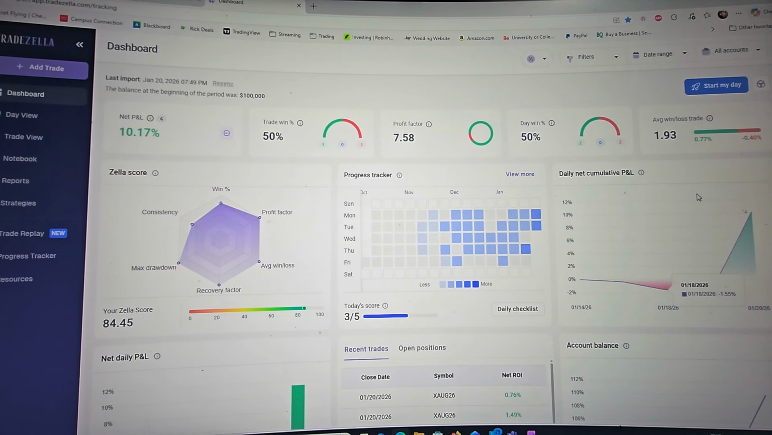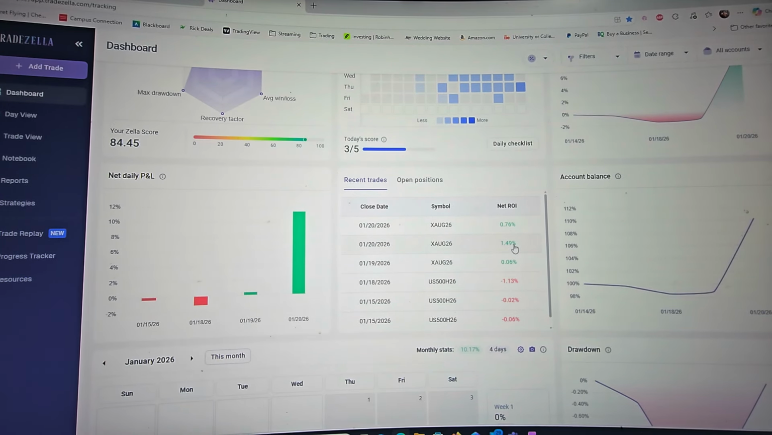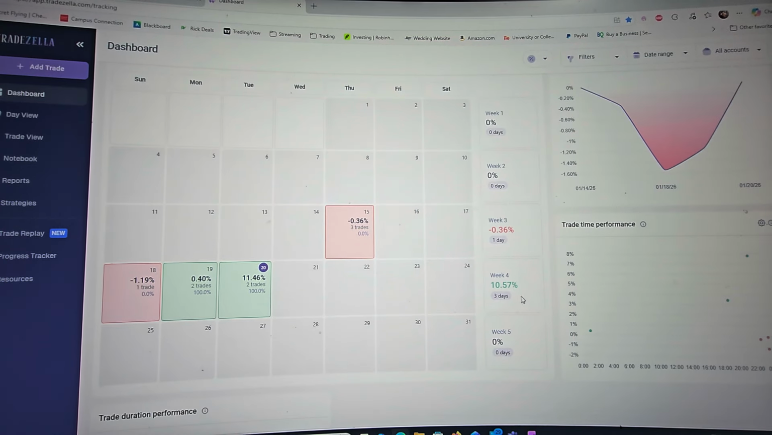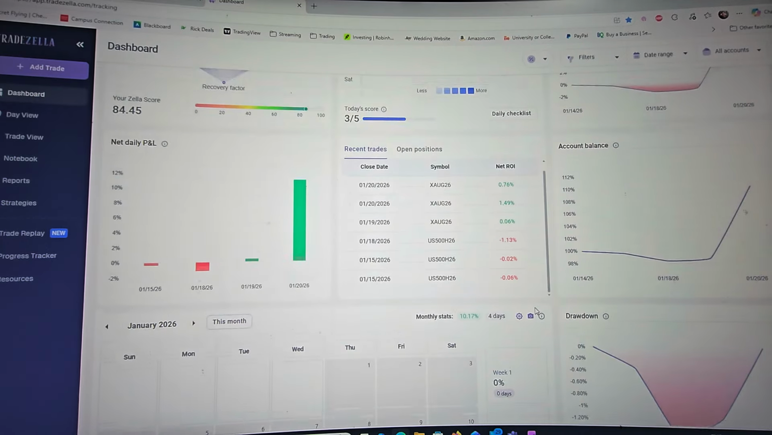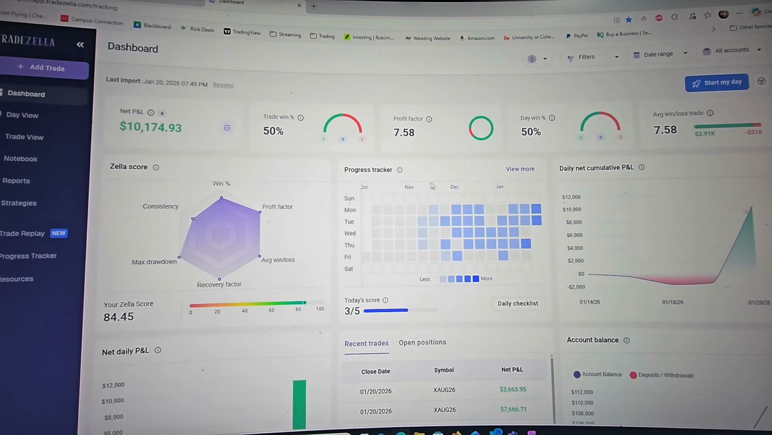Average win to loss, that's 1.93, 0.7 to 0.4. Everything else stays the same, so net ROI, we're down 1.13, 1.4, 0.7. So yeah, this is good too. 10.5% on D3. So this is good. Let's put it back on the dollar side. Up 10,000.